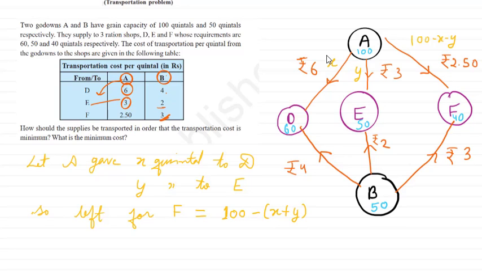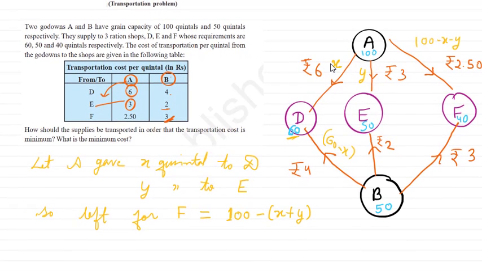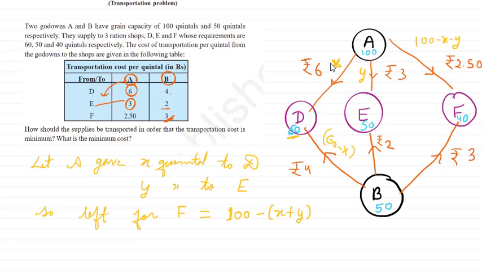Now the same way we will do it for the other also. Here you can see A has already given X quintals, and the capacity of D is already 60 quintals. So how much will D take from B? That will be 60 minus X. A has given X quintals to D, and the capacity of D is 60, so it can now take only 60 minus X quintals from B.